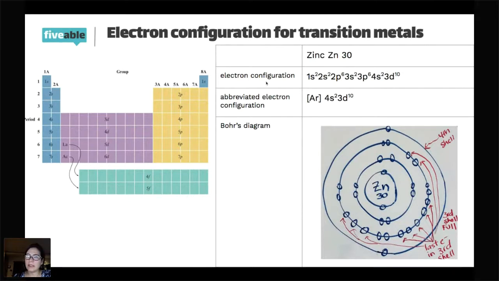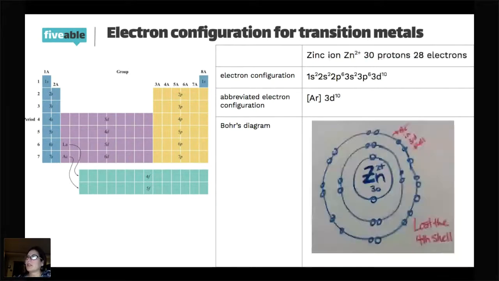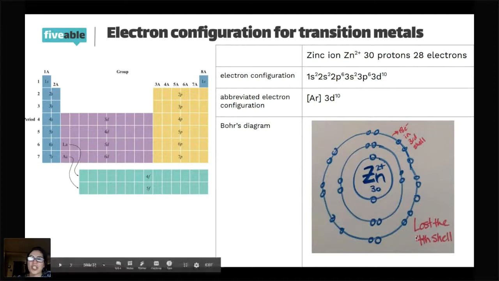If the zinc, correct, Camila, 28 electrons. Since the protons are 30 and those we cannot change, we change the electrons. So to be able to reach a charge of 2 plus, yes, we will have 28 electrons. If we do the same with 28 electrons, the 2 electrons being lost on the ion are the ones on the 4th shell.